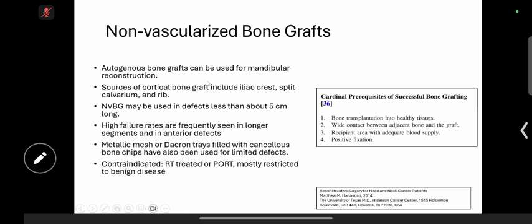Autogenous bone graft can be used for mandibular reconstruction. Sources of cortical bone graft include iliac crest, split calvarium, and ribs. Non-vascular bone graft may be used in defects less than about 5 cm long. High failure rates are frequently seen in longer segments and in anterior defects. Metallic mesh or a Dacron tray filled with cancellous bone chips have also been used for limited defects. Contraindications for non-vascularized bone graft include irradiated tissue or a planned post-operative radiotherapy, and it is mostly restricted to benign disease.